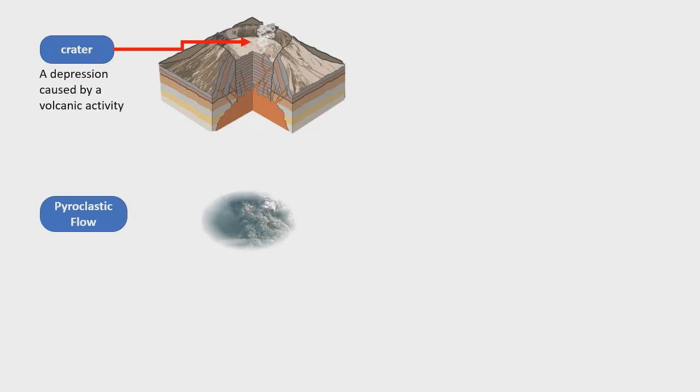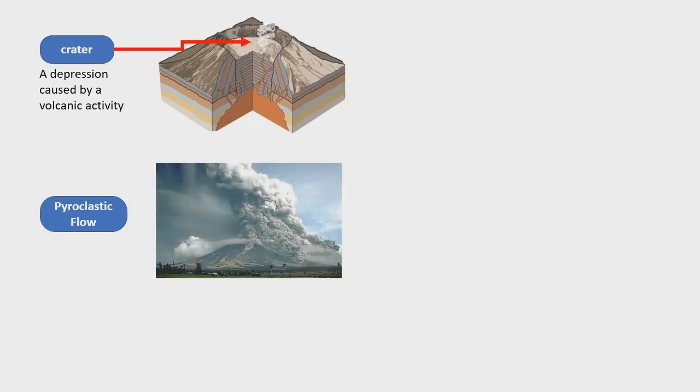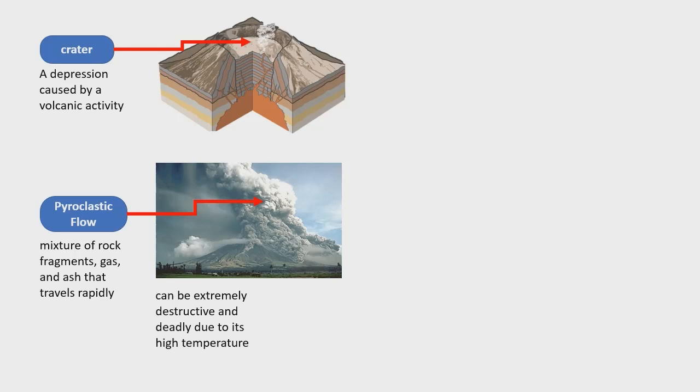Pyroclastic flow. The material that is spewed out from a volcano, aside from the lava, is called a pyroclastic flow. Pyroclastic flow is actually a mixture of rock fragments, gas, and ash that travels rapidly. They can be extremely destructive and deadly due to their very high temperature.